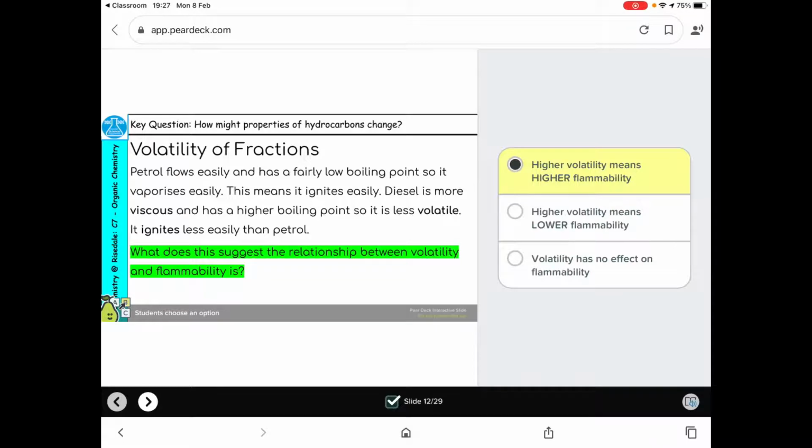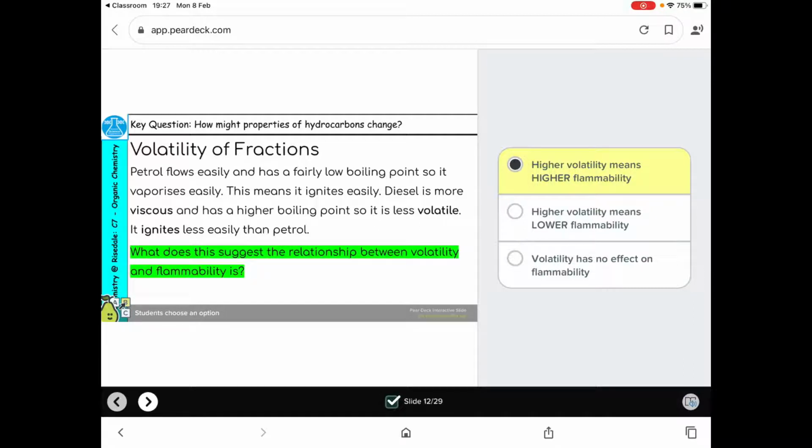Okay, next slide. So volatility of fractions. Petrol flows easily, has a low boiling point, and vaporizes easily. This means it ignites easily. So petrol is higher up in the tower than diesel. Diesel is more viscous. It has a higher boiling point. It's less volatile. It ignites less easily.